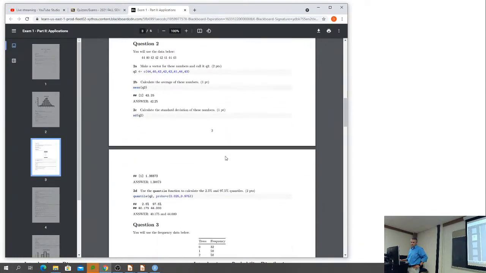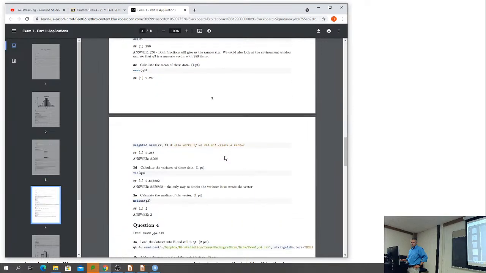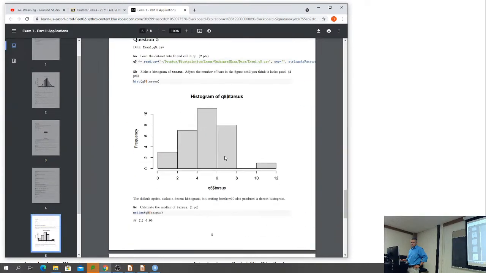I think the only part of it that might throw you off a little is this one, histogram. I did say adjust the number of bars until you think it looks good. So just the default looks okay. If you just did histogram of your tarsus, it's going to produce a decent figure. You could always increase the number of bars, set the breaks. If I did breaks equals 5, it gave me less. If I did breaks equals 6, it gives me the next jump.